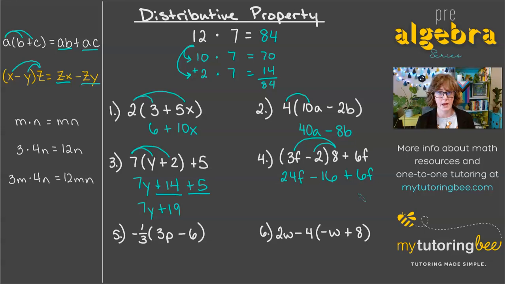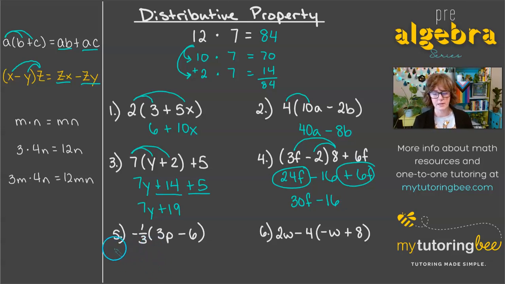So now let's see if we have any like terms that we can combine. And we do. I see a 24f and a plus 6f. So we can combine those into 30f. And then the minus 16 just gets dropped down. There's nothing else that is just a constant, so we don't have anything to add or subtract to that minus 16.